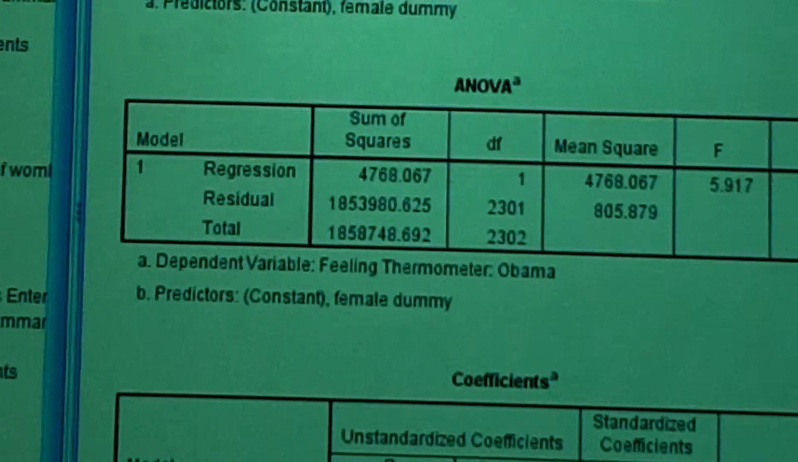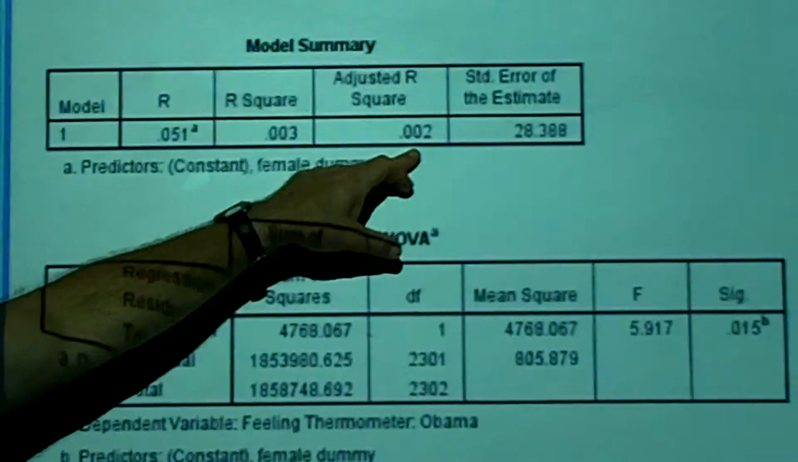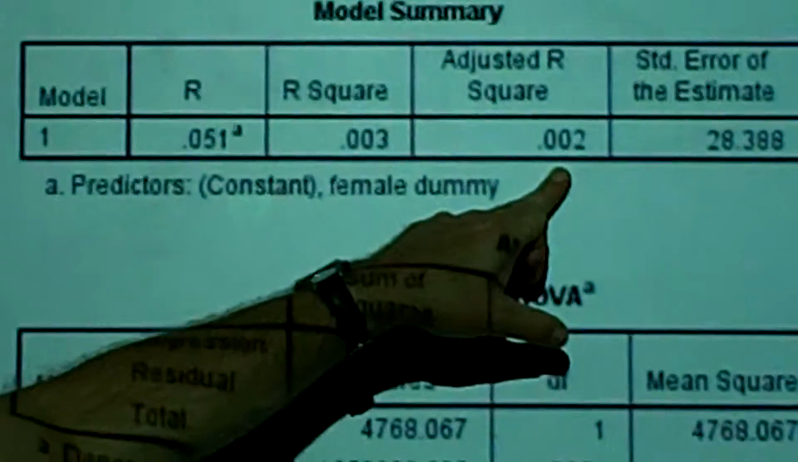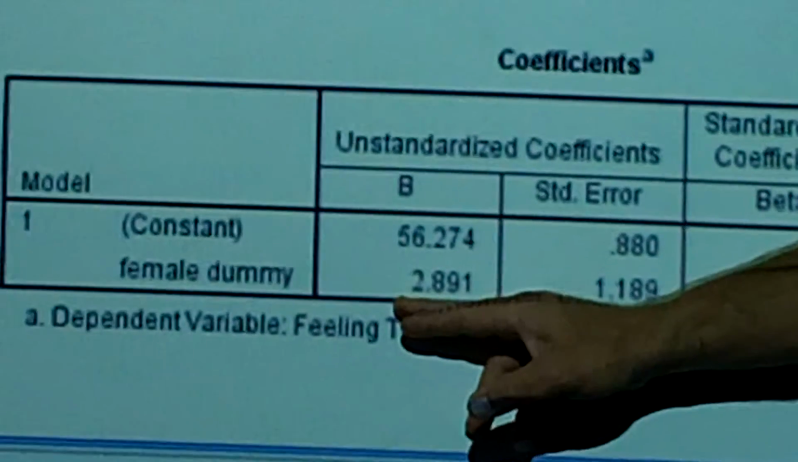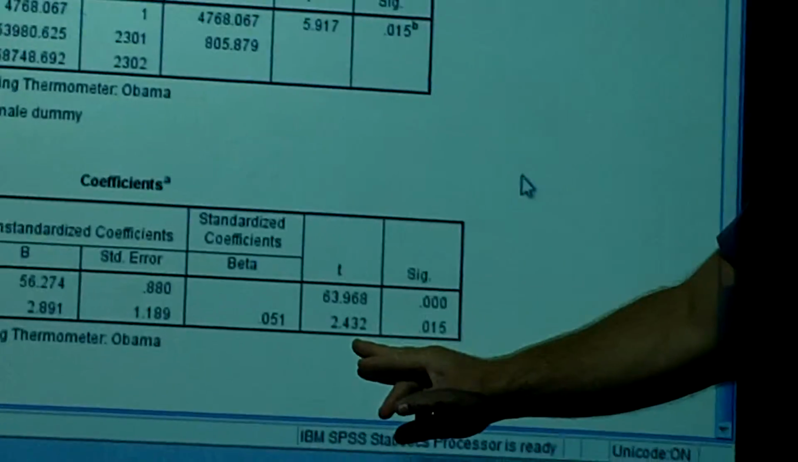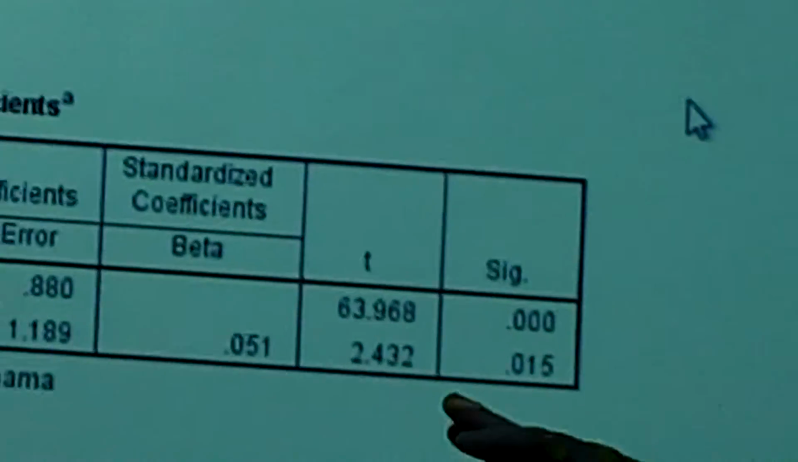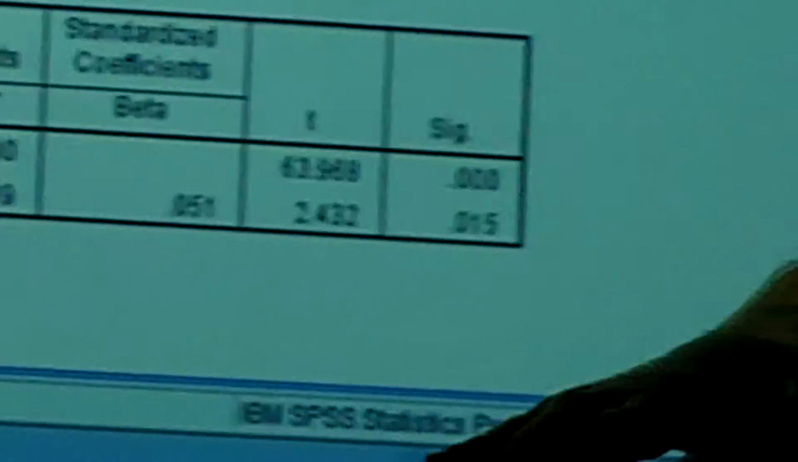And here we go. And we can see that it does not have much explanatory power. So this is a very weak relationship. However, we come down here, we can see that there is a positive effect for being a female, and it's statistically significant. So those are two different things. Things can be statistically significant, yet be very weak.